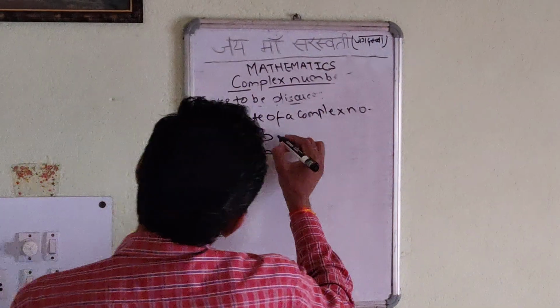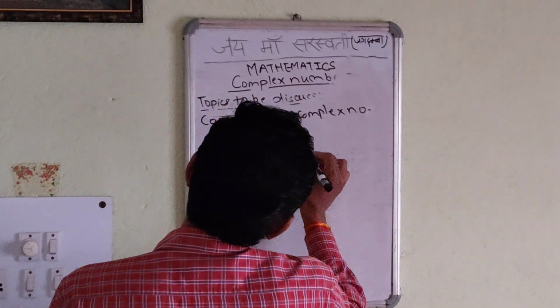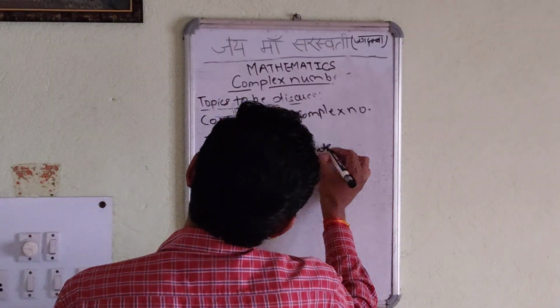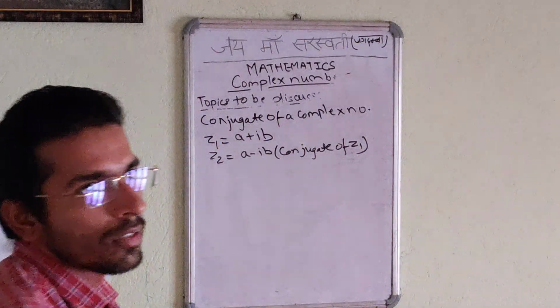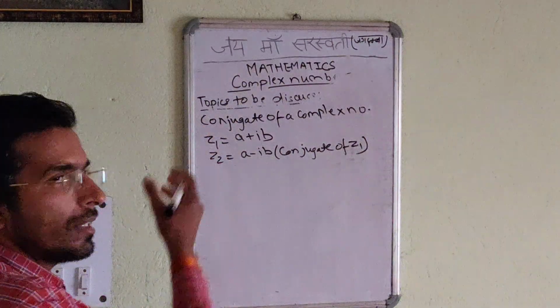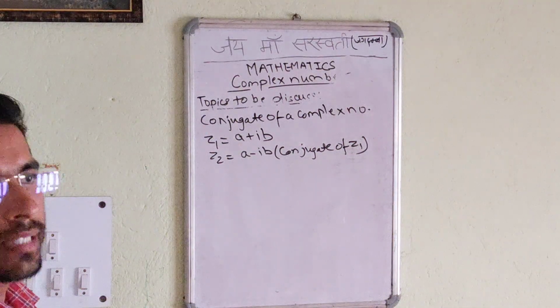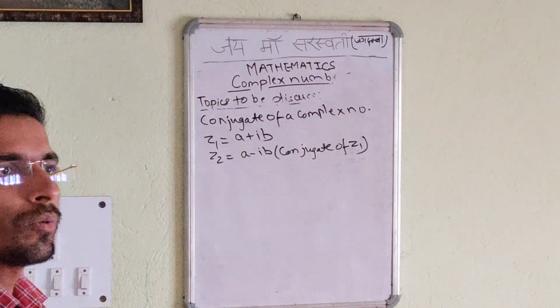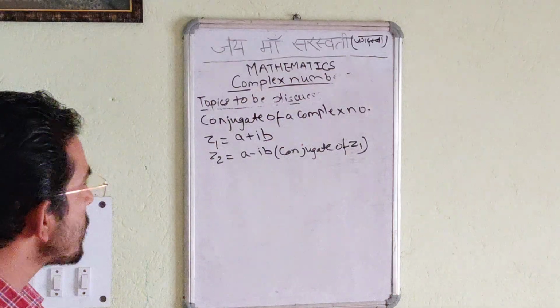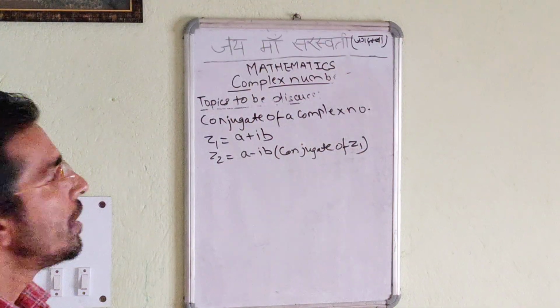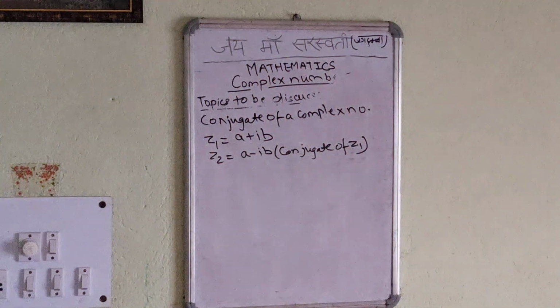So that is basically the conjugate of z1. Here the sign differs. Suppose we had written z1 is equal to a minus ib, in that case z2 will be a plus ib, which will be defined as the conjugate of z1. In this case, basically the sign differs.